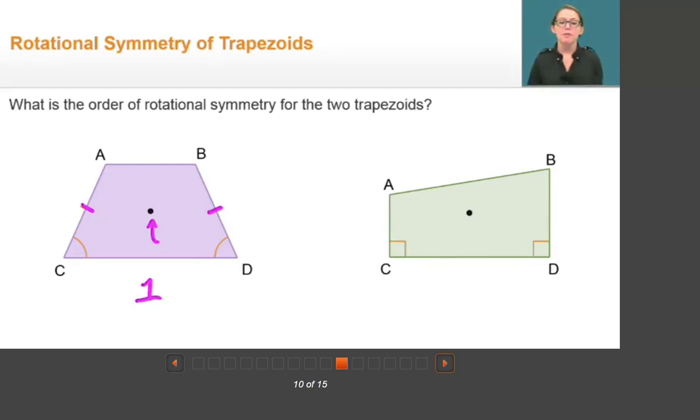The same is true of the right trapezoid. It will only map onto itself after a 360-degree rotation. So this also has 1. We usually discuss rotational symmetry of order 2 or higher because an order of 1 only maps onto itself after a full 360 degrees.